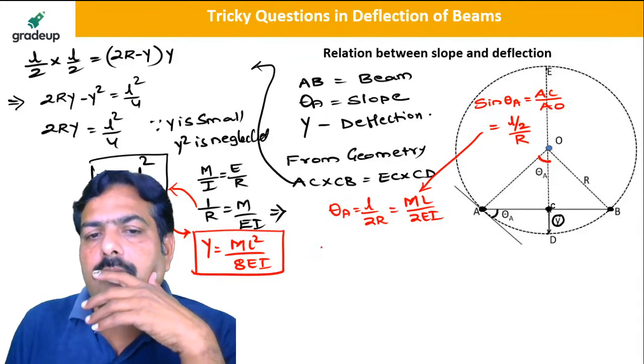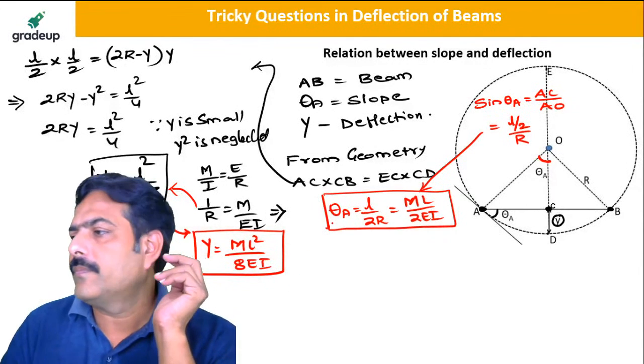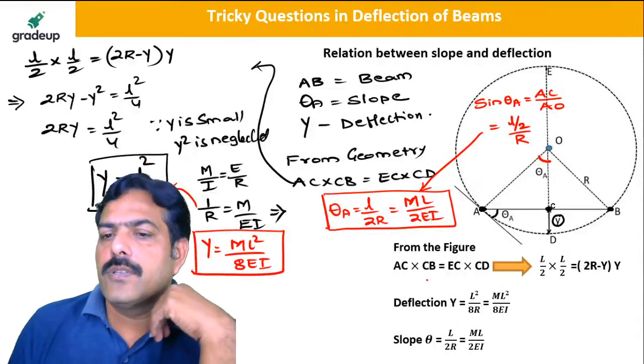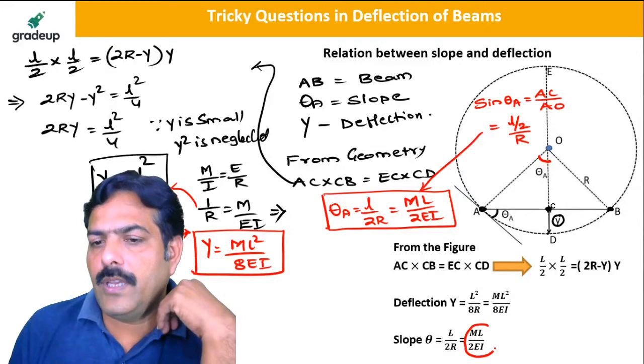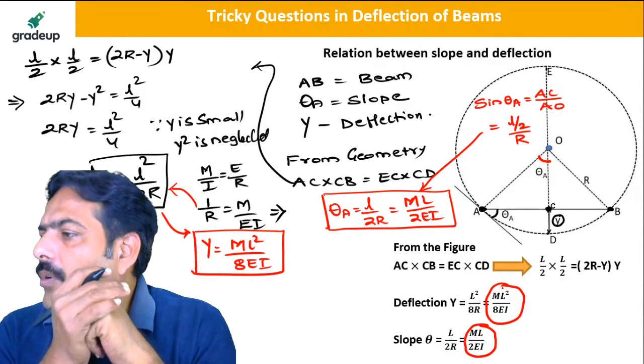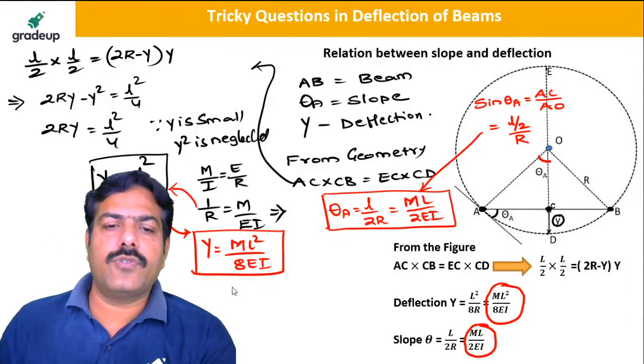Is it clear now? ml upon 2ei. This is slope. Is this clear, my dear friend? So slope is ml upon 2ei and deflection is ml square by 8ei when you know the bending moment. Is this clear, my dear friends, to everybody?